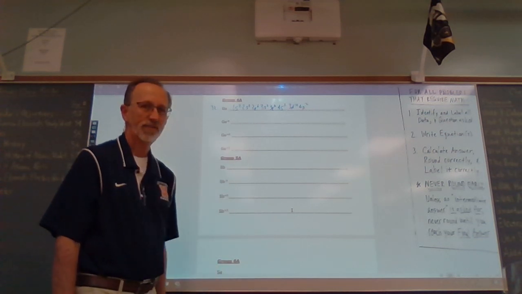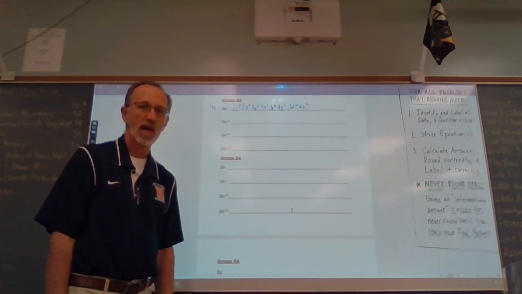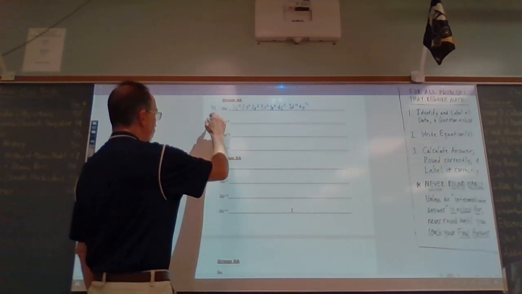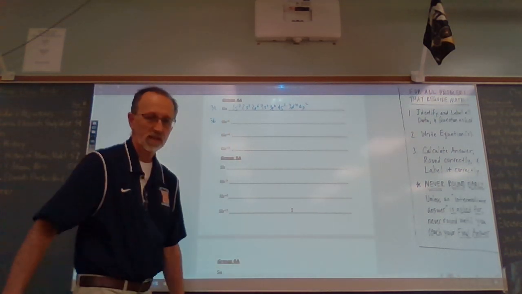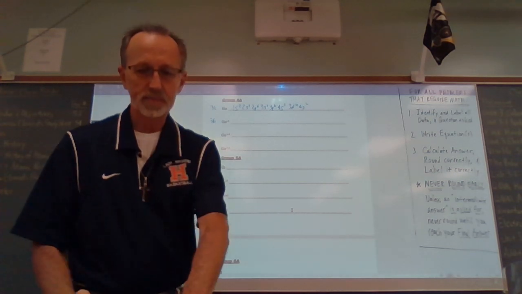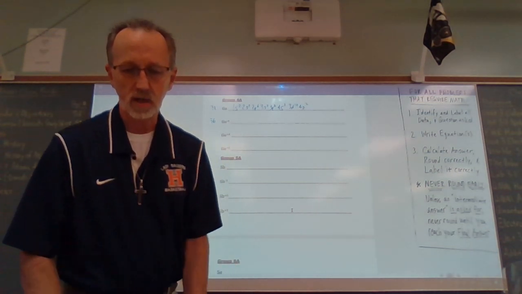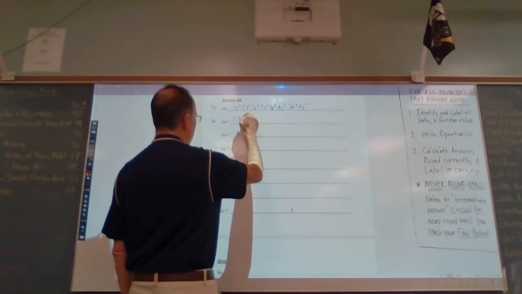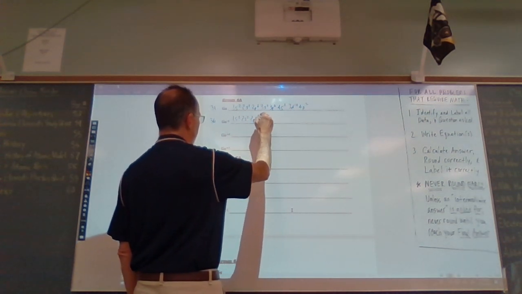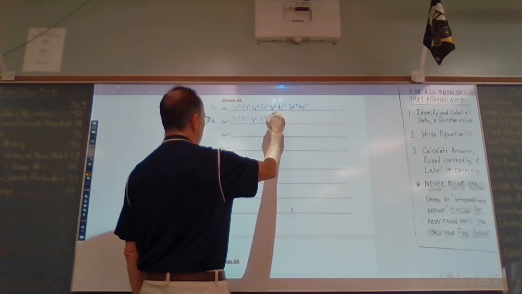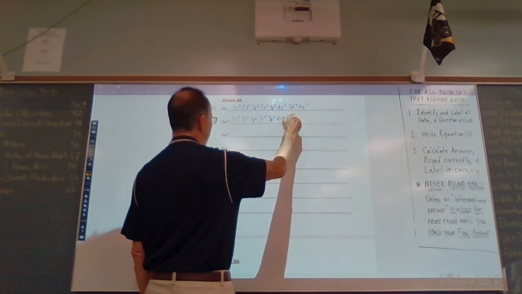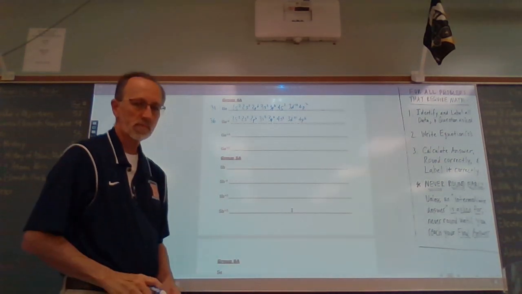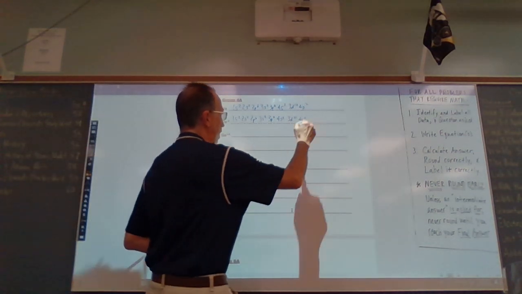First one is the -4 ion. If it forms a -4 ion, that means it has to gain 4 electrons, which would put it up to 36, of course. And where are those 4 going to go? Well, it's going to fill this 4p. So we have 1s2, 2s2, 2p6, 3s2, 3p6, 4s2, 3d10, 4p6. It fills the 4p.